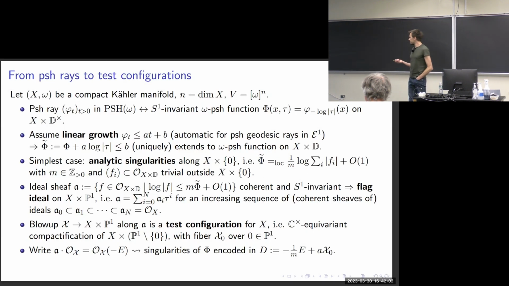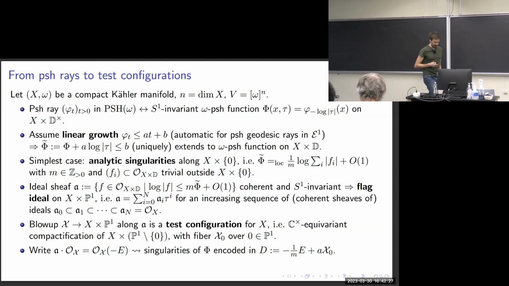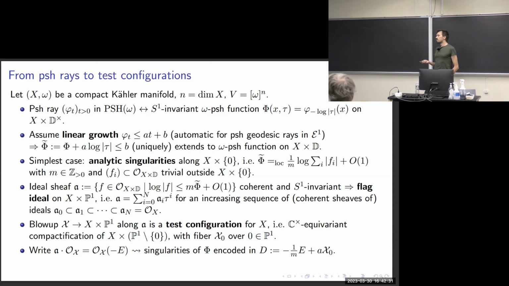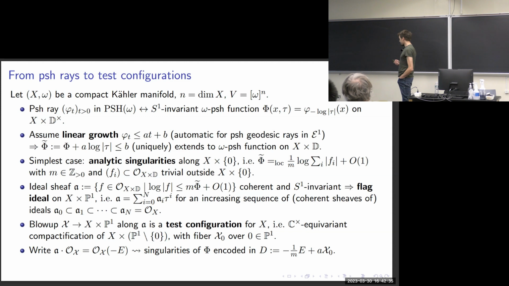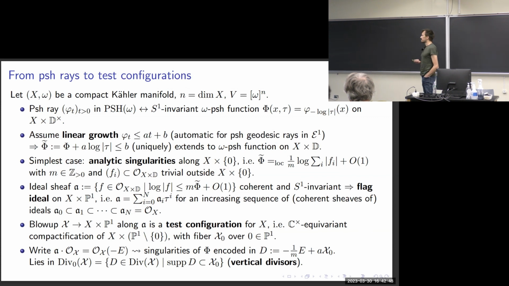And then as far as the singularities of phi are concerned, they are exactly encoded now in the Q-divisor D here, which is minus 1 over m, because we had this 1 over m factor before, times E, but we have also shifted by a times log tau before. So if we come back to phi itself and not phi tilde, we also add a times X_0. Anyway, we have some Q-divisor that tells you exactly how the singularities of the ray at infinity look like. As a matter of terminology, we'll say that such a divisor is a vertical divisor because its support is on the central fiber X_0. The notation for that is Div_0(X), the divisors that are supported on this central fiber. So every ray with analytic singularities gives rise to a certain vertical divisor on a certain test configuration.